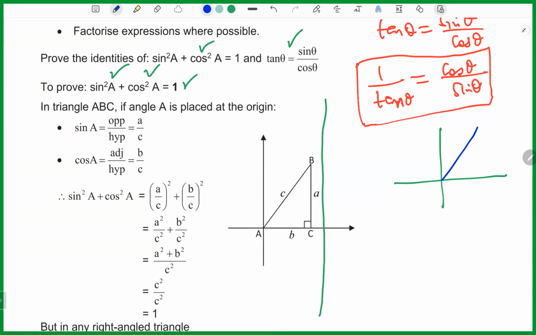We put in the first quadrant. This one is the first quadrant. This one is the second quadrant. This one becomes the third. And this becomes the fourth quadrant. This is the first quadrant.